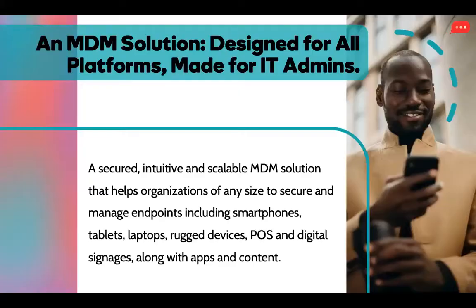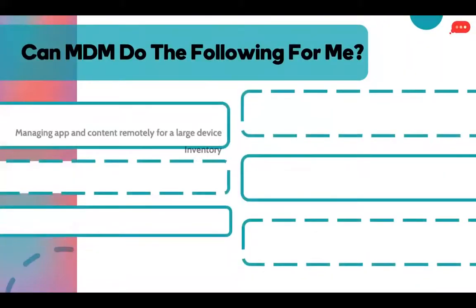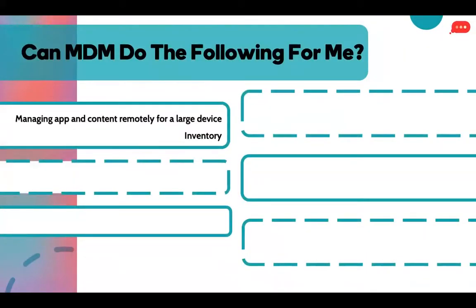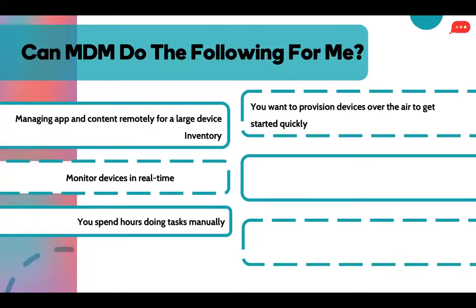So I'm going to touch on that and some of the questions that came across to us when we were first setting up mobile device management for some of our customers. Managing apps and content remotely for a large device inventory, how would we go about doing that? Monitoring devices in real time, how long it's taken them to deploy devices on a manual basis when they don't have a mobile device management tool. They want to provision devices over the air and get started quickly.